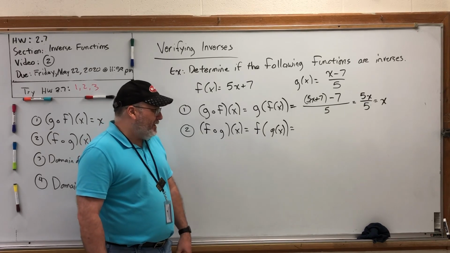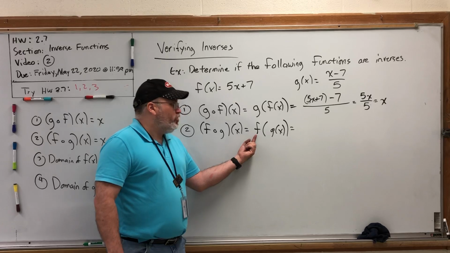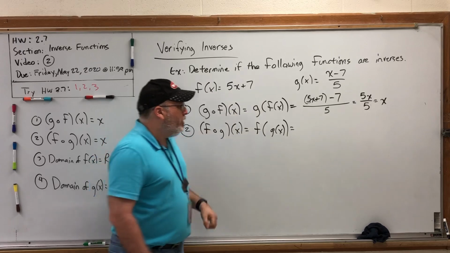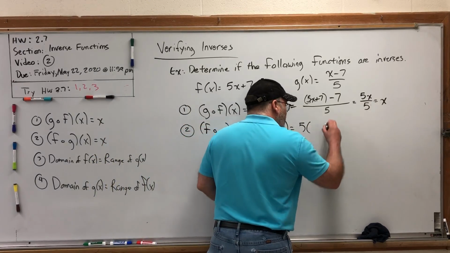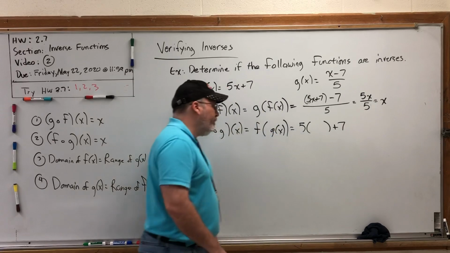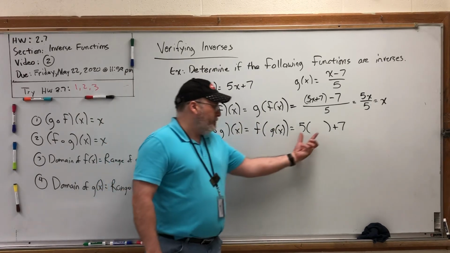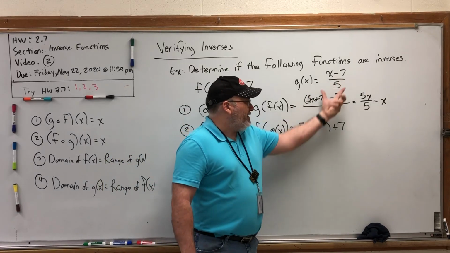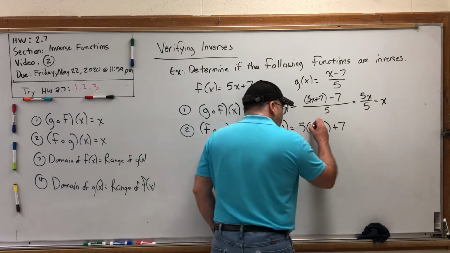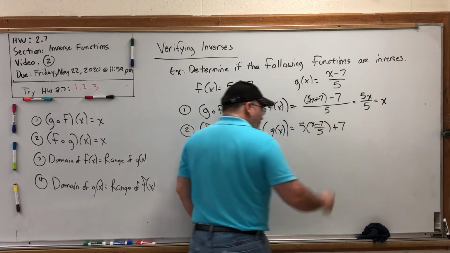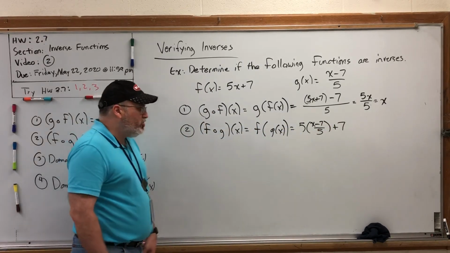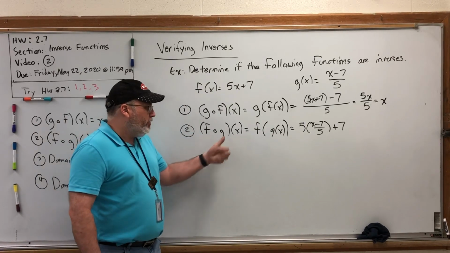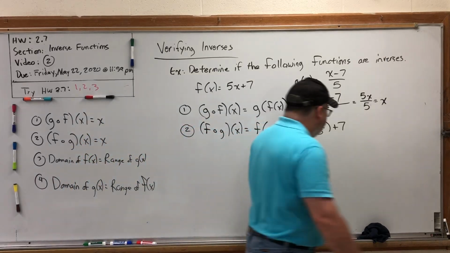Because the setup is the same each time. You write the outer function with parentheses instead of x's. So we're going to write 5x plus 7, but replace the x with a set of parentheses. And then fill in those parentheses with the inner function. The inner function is g of x, so x minus 7 over 5 will go inside the parentheses. But if you're on your game, you can actually start with this from here. Just remember which is the outer, which is the inner, and which one does what.